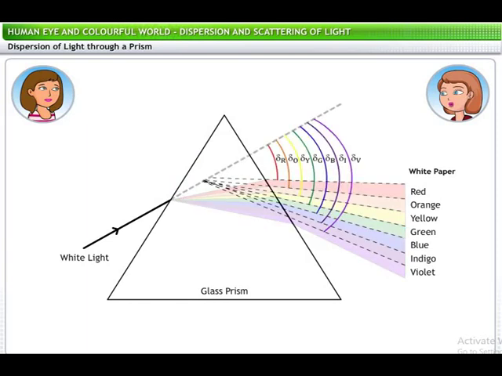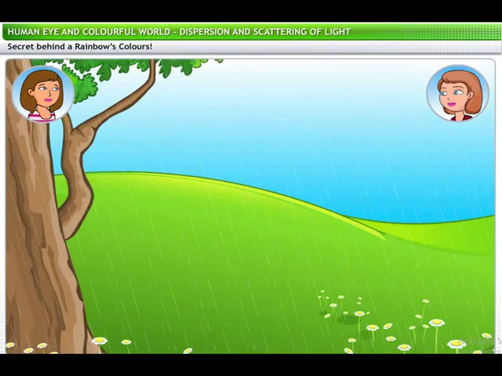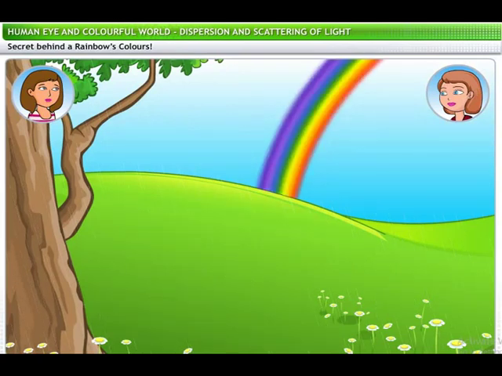The difference in refractive index leads to different angles of deviation for each of the colors when light is passed through the prism. This is how we obtain a band of different colors on the screen. But there is no prism in the atmosphere. So where does the rainbow come from?